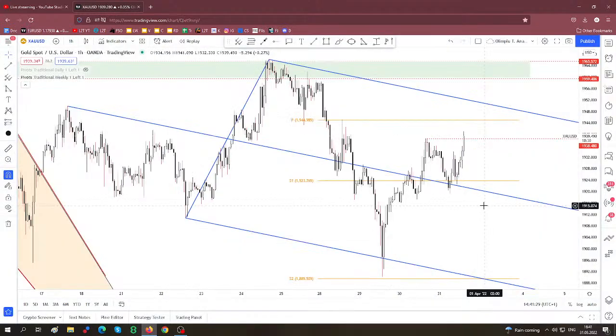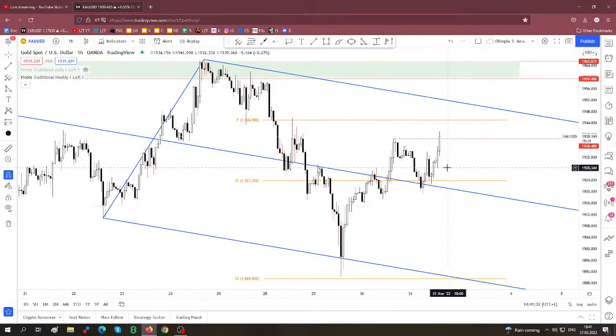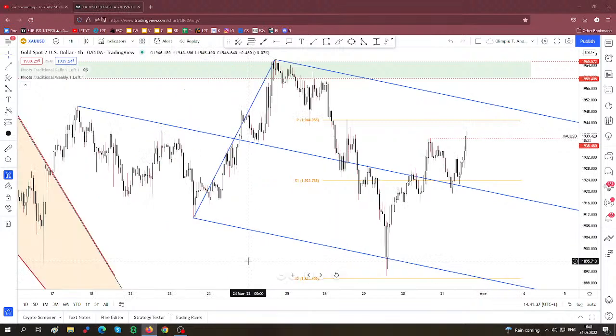Gold, strongly bullish, as I've said. And yeah, Orlando's trade. Let's take a look again on our real account, because Orlando's long in gold is really good.